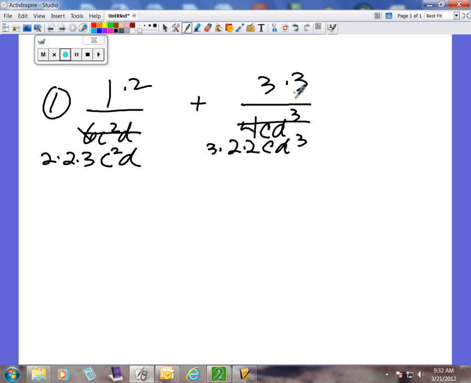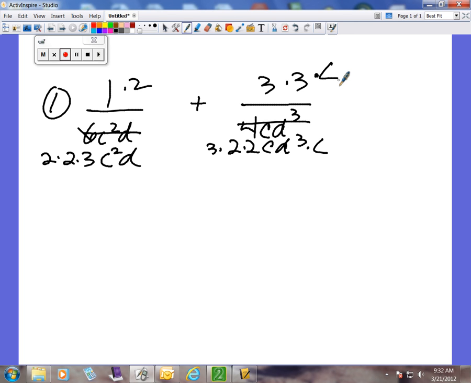Now let's do the letters. What's the highest? We've got a c squared, right? So what are we going to have to do over here so we have a c squared? Are we going to have to multiply by c, right? And that's what we'll have to do to the top. Whatever you do to the bottom, you got to do to the top.